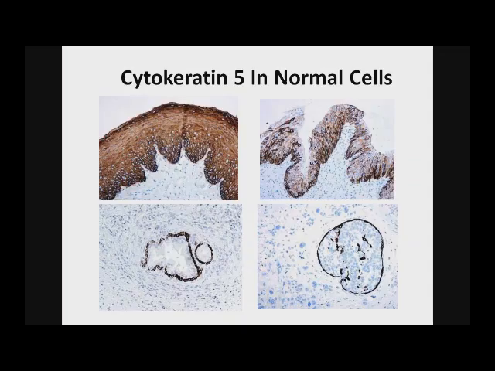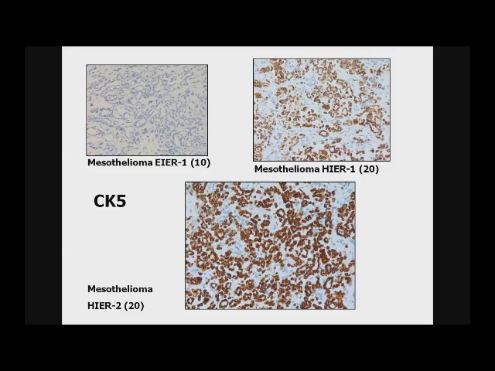Now let's look at some staining patterns. This is cytokeratin 5 that's staining in normal cells, and you can see that it's really, really localized to the surface keratin and in certain glands. And this is an example of what we all need to do when we get a new antibody. This is a case of a mesothelioma, and you can see with the enzyme 1 for 10 minutes, there is absolutely no staining.